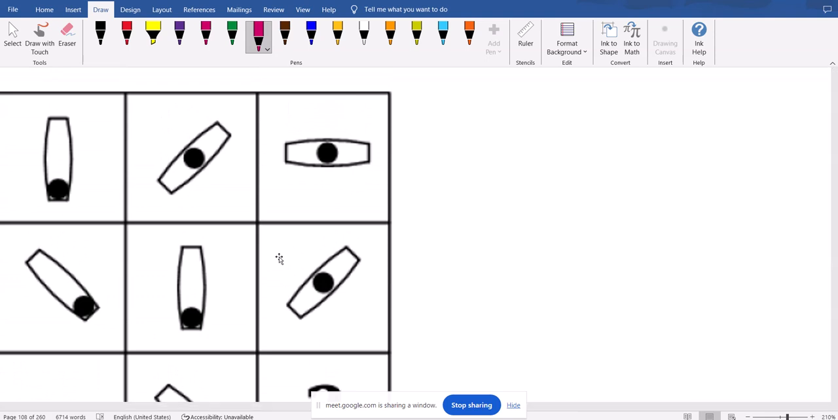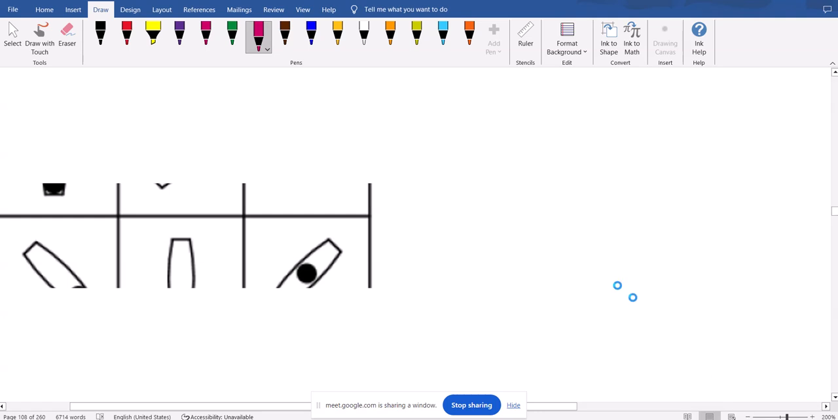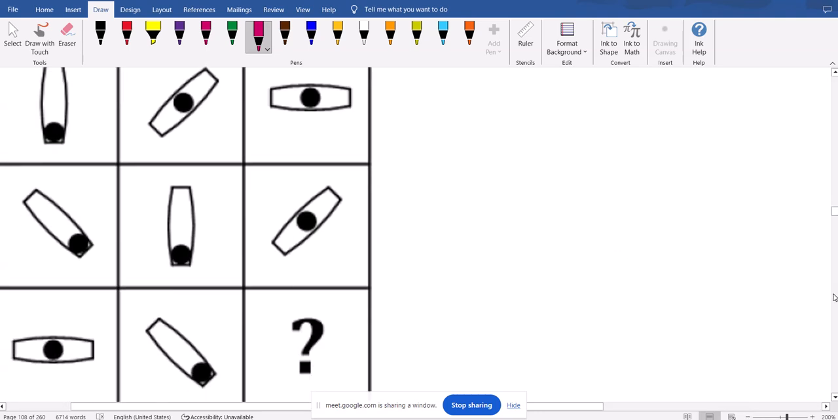Row wise or column wise, both? No, so I'll just minimize, so that you can, yeah.